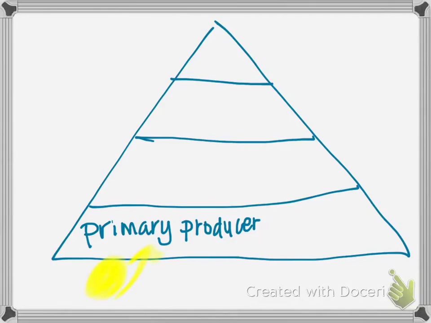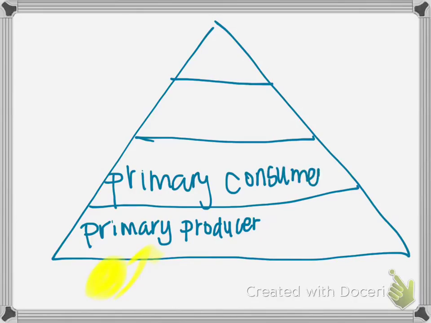Now I'll go back to my blue. Then you have the primary consumers. This is really going to be the organisms that eat only plants, cows, horses. Those are primary consumers. These are the organisms that eat the producers. So the energy flow, they get it directly from the producers. Consumers that get energy straight from the producers are primary consumers.